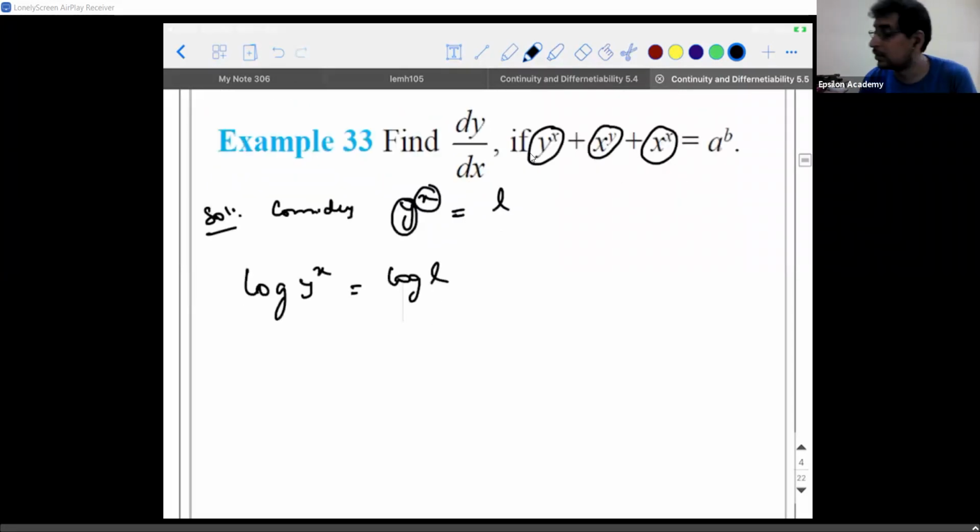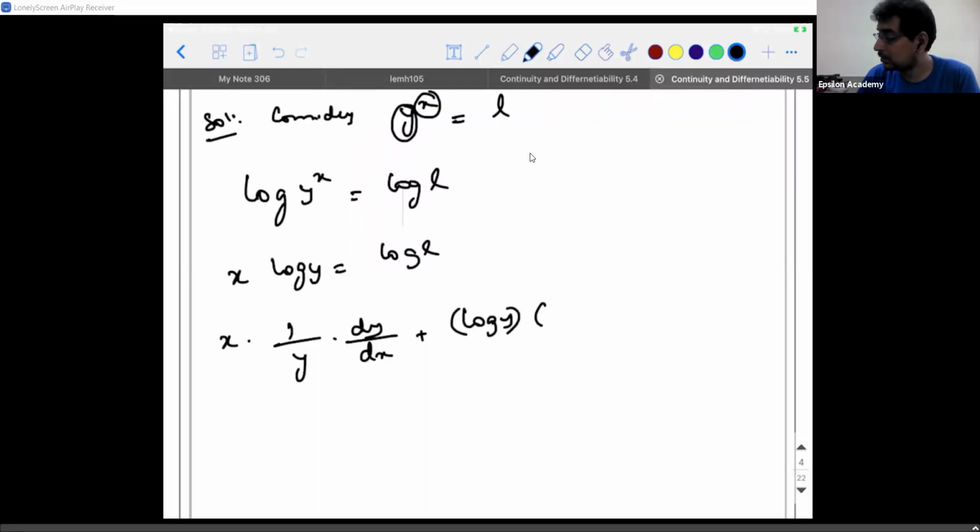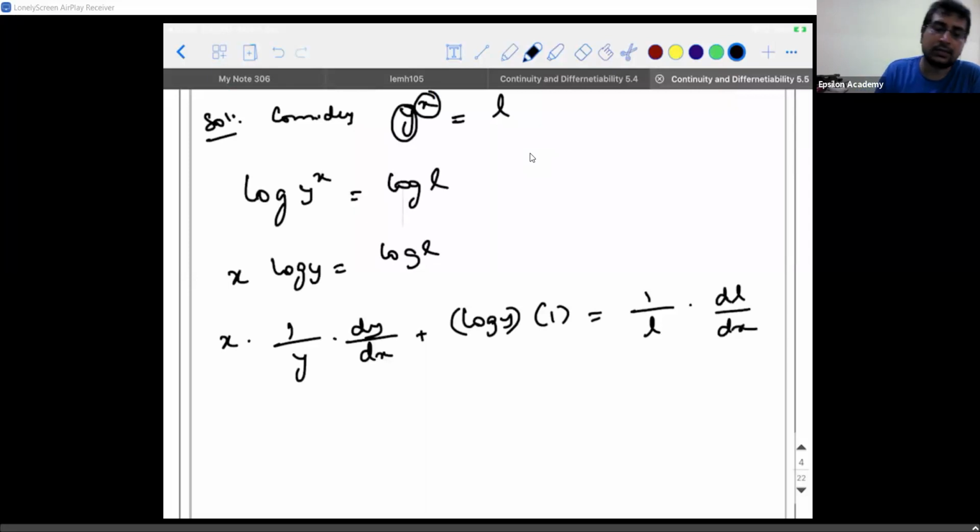So what do I get, guys? X log y is equal to log L. So differentiate on both the sides. X into derivative of log y, which is 1 by y into dy by dx, plus log y into derivative of x, which is 1, is equal to log L. Derivative of log L is 1 by L into dL divided by dx.